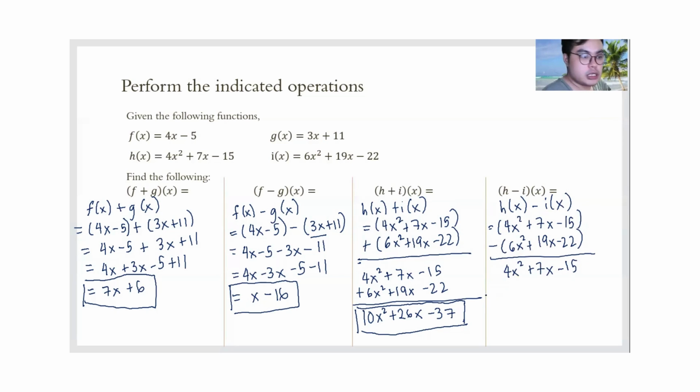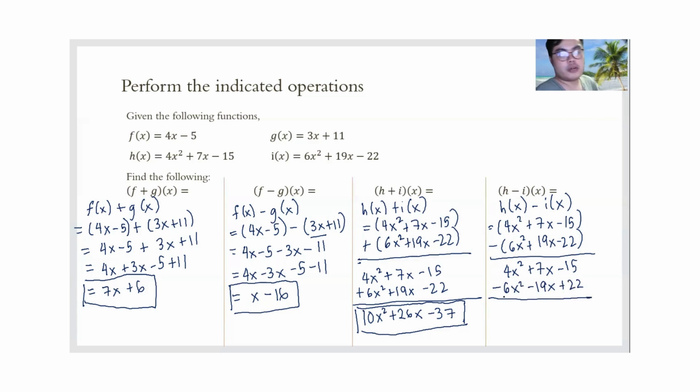Then for the second function, I'm going to change the sign since the operation is subtraction. So positive 6x squared will be turned negative. Positive 19x will be negative 19x. Then negative 22 will be plus 22.